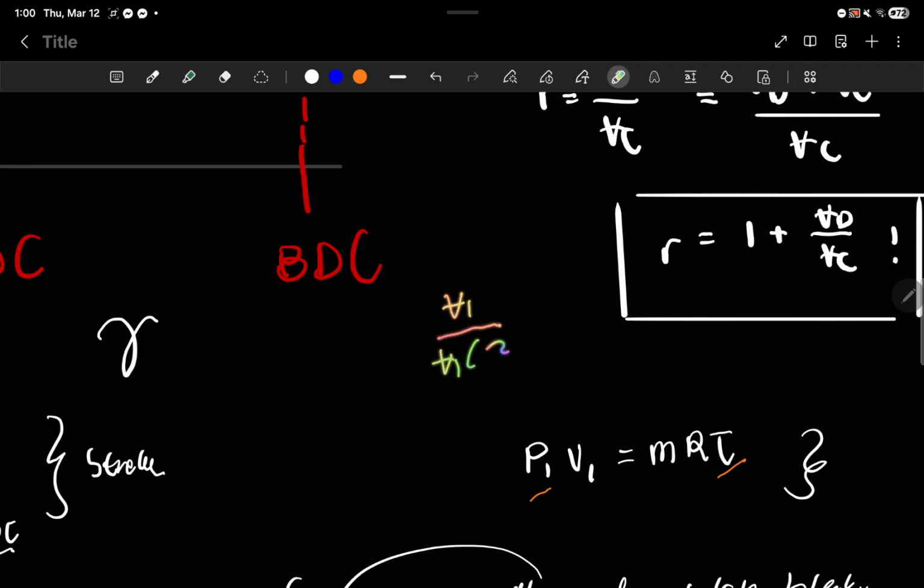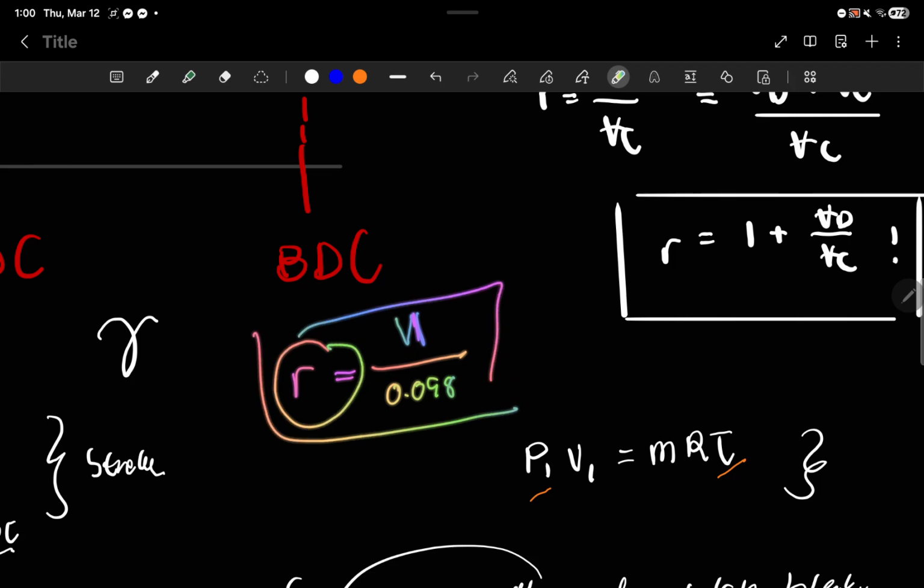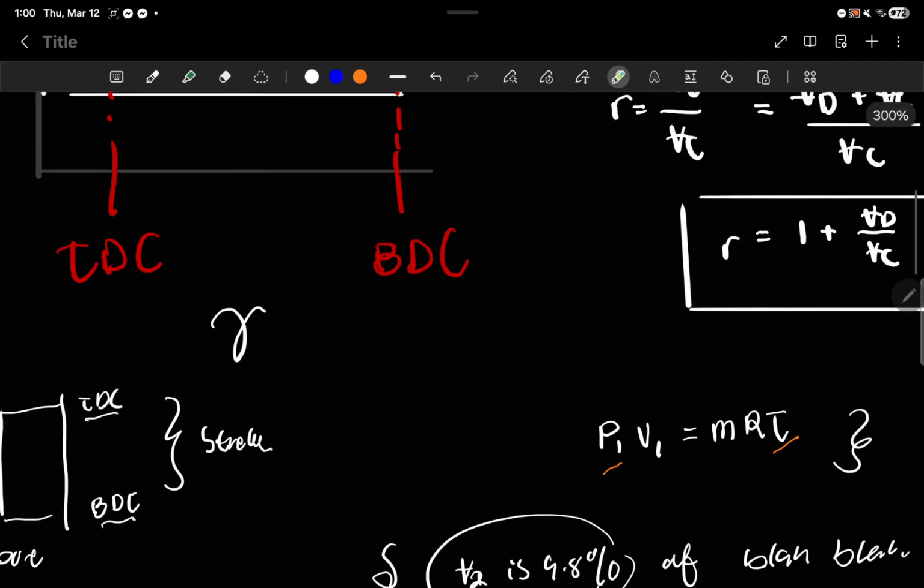So V1, 0.098. This gets cancelled. You're left with 0.098, and this is 1. Sorry, don't mind that. This is your R. Now, once you have your R, you can then simply find the other aspects of the equation.